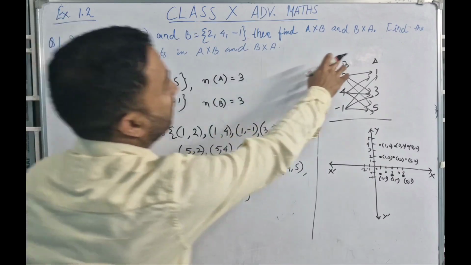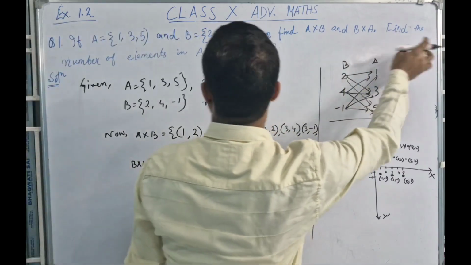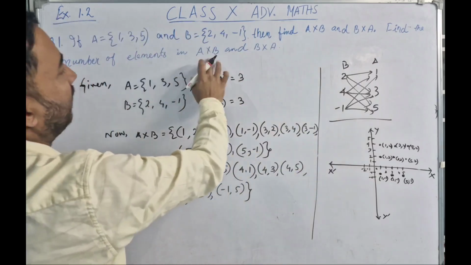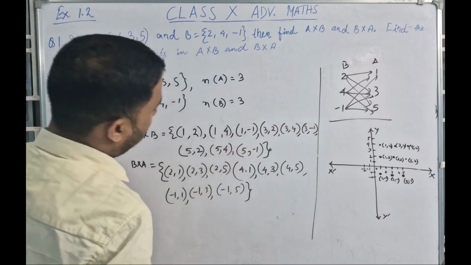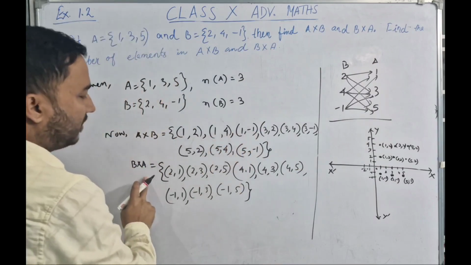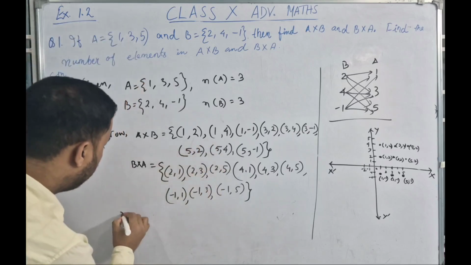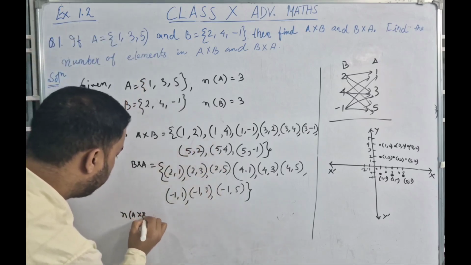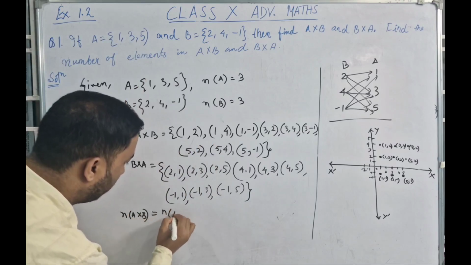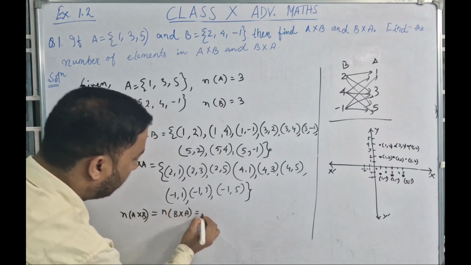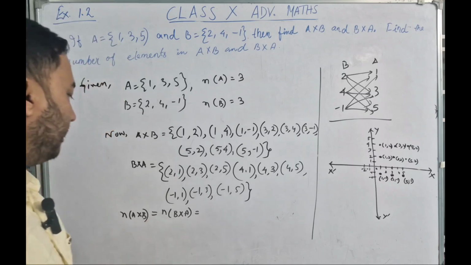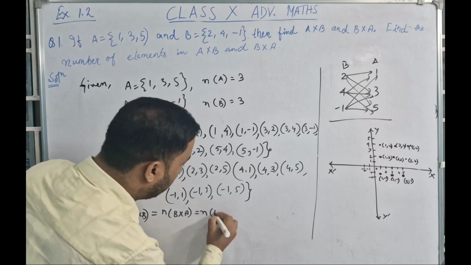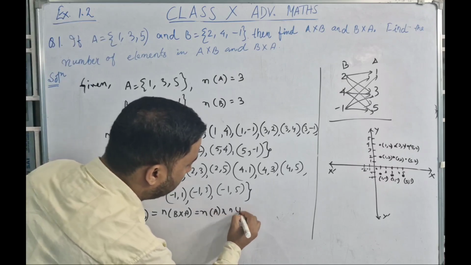Now the other question is also there. Find the number of elements in A cross B and B cross A. So what is the number of elements? If you count it, you will get 9 elements in A cross B and B cross A. Both are equal. So number of A cross B equals number of B cross A. You have to remember that they will always be the same.